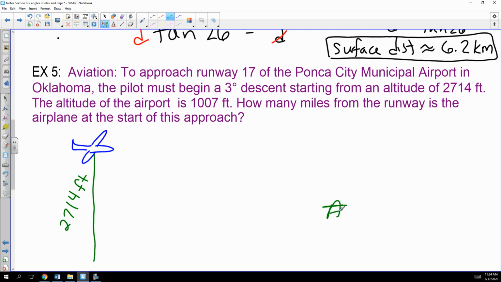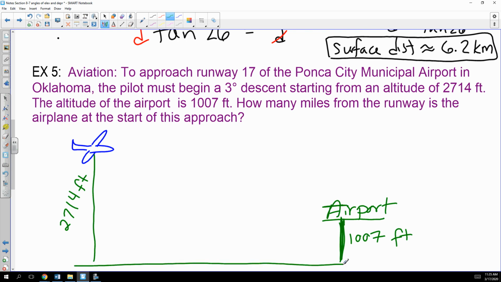So here's the airport right here. And the altitude of the airport is at 1,007 feet, so you are paying attention to the fact that you're going to have to subtract something. So really what that means is that the airport is at an elevation of 1,007 feet above sea level. So the plane is flying at an altitude of 2,714 feet above sea level. The airport is on land at an altitude of 1,007 feet above sea level. So you're going to have to subtract a little bit, okay?